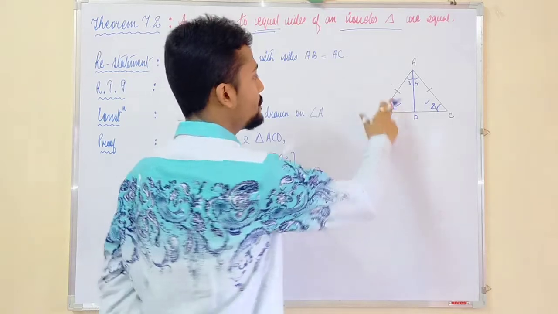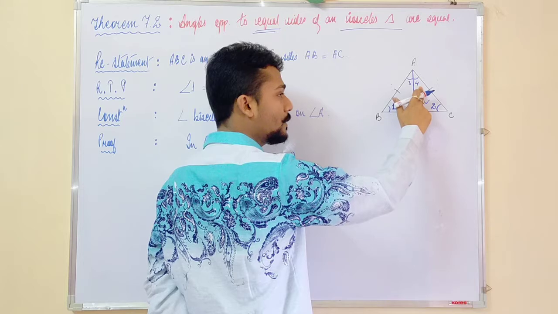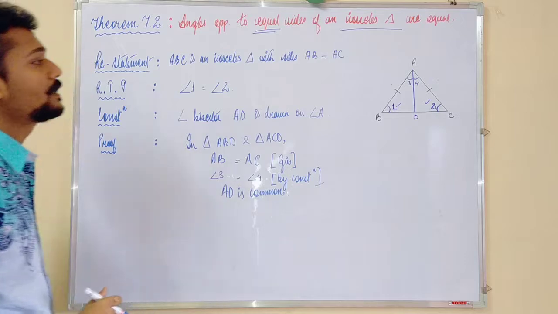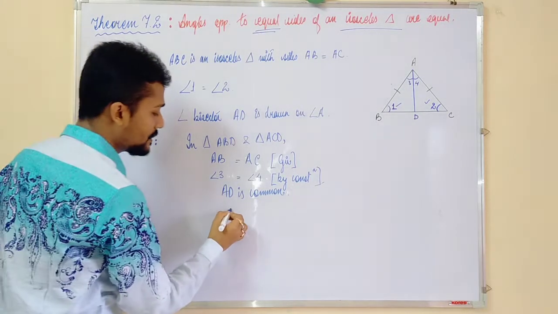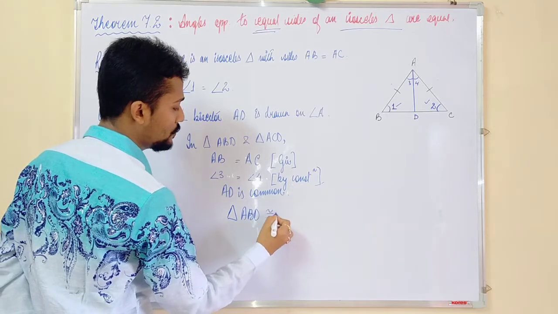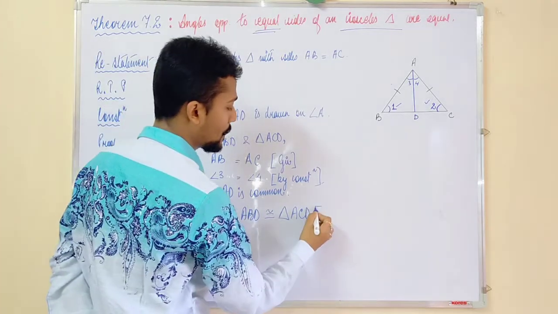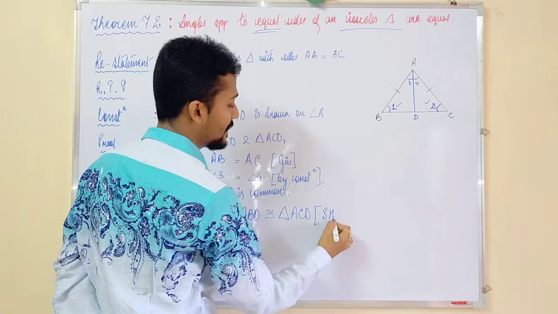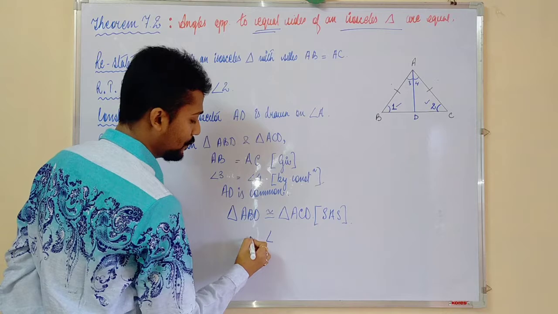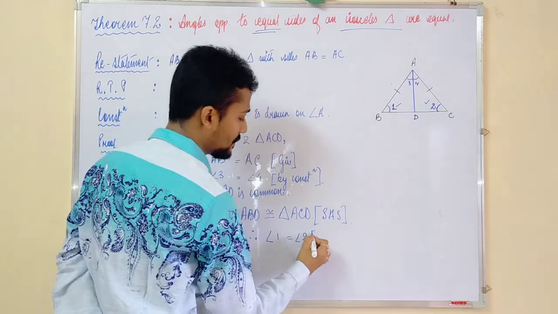That means this particular side is equal to this particular side. This particular angle is equal to this particular angle by construction, and this particular side is common for both the triangles. That means triangle ABD is congruent to triangle ACD by side angle side. Hence, what can we say? We can say that therefore angle 1 is equal to angle 2. Reason is it.